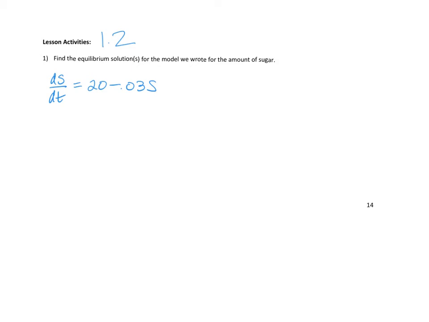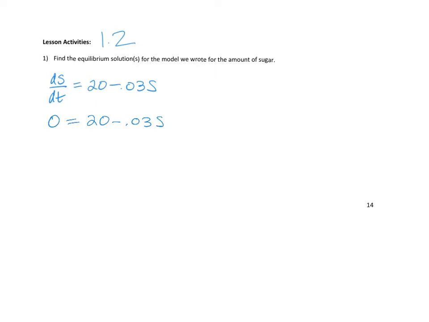Find the equilibrium solutions for the model we wrote for the amount of sugar. So I've rewritten the model down here. Equilibrium solutions mean the amount of sugar is not changing, which means that the derivative is 0. So we replace ds/dt with 0 and solve for s.